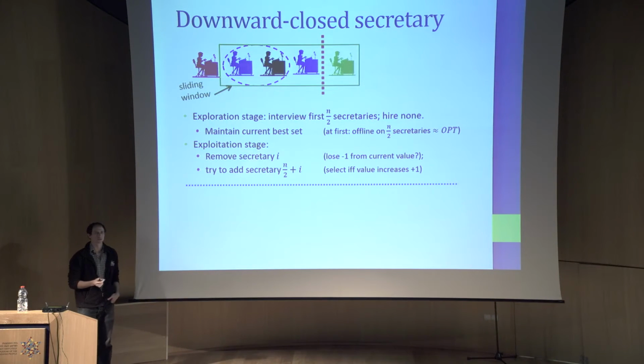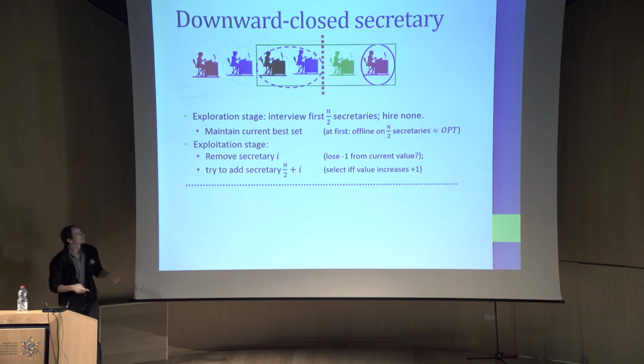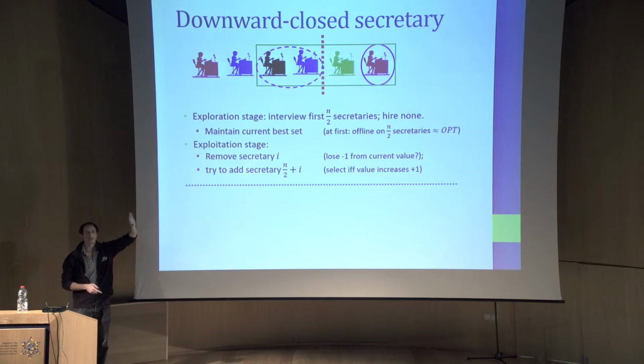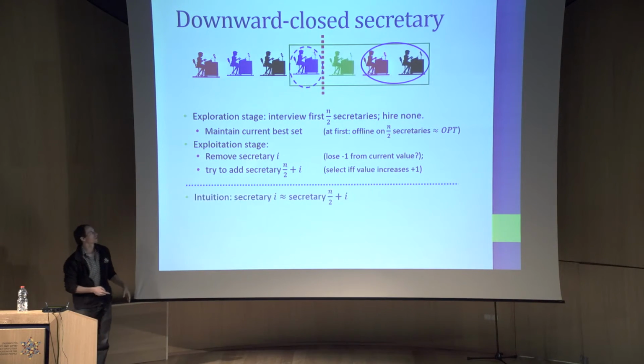So we have a sliding window of size n/2, and every time I have to remove the i-th secretary, and I try to add the (n/2 + i)-th secretary if he adds to my current feasible set. It's the offline optimum over everything before the red dashed line, and after the dashed line, I'm already committed to what I already picked. So maybe I don't like the green secretary, but now the best subset is black, blue, and pink. So I pick this new pink secretary, and now I'm committed to this pink secretary, etc.